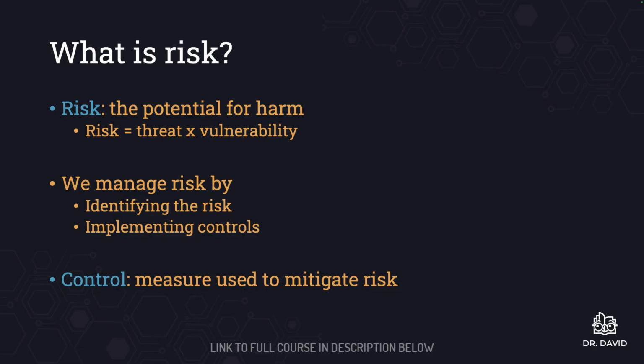Now, as risk management professionals, and that's a lot of what being a privacy professional is, we manage risk first by identifying the risk, and then second, implementing a control. And a control is a measure used to mitigate risk. And we'll see that there are different flavors of controls out there. The most common that we'll come across are administrative, technical, and physical. And we will return to those 3 flavors of controls soon.